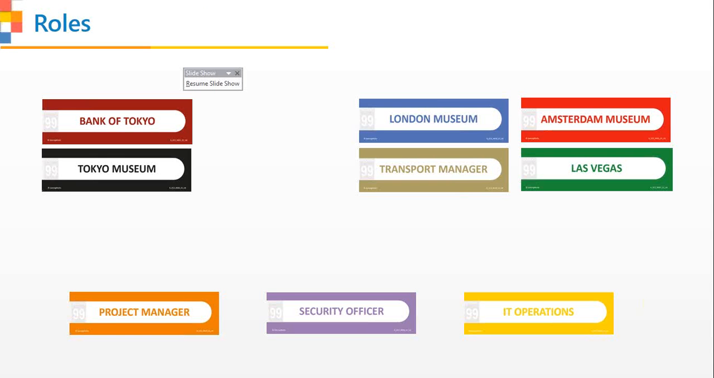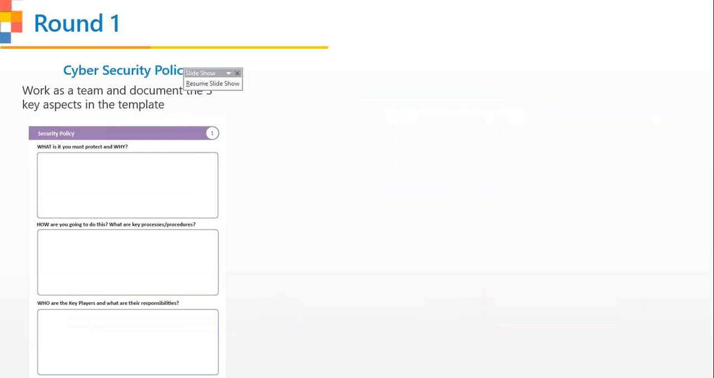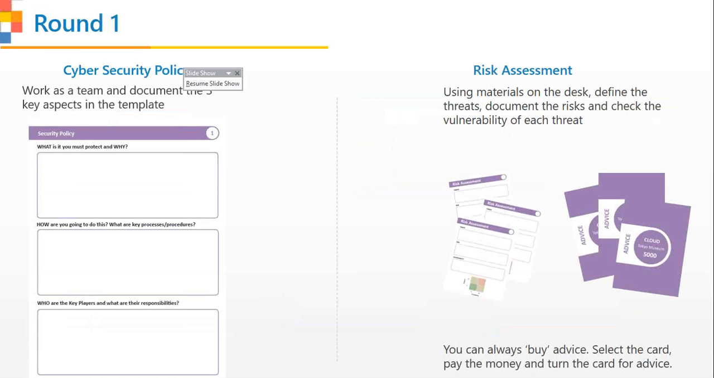When we start this simulation, everybody in the room has a role card in front of him or her, with a brief description of who they are. For example, if somebody is the Bank of Tokyo, he or she knows what my role is, what my responsibilities are, and what kind of authority and power I have in this particular game. So you all sit down together as a team and start developing the security policy. As a facilitator, we give you 20 minutes to populate this full template, and it's a hard copy template. Once you have done this, we immediately move to the next exercise of doing a risk assessment.